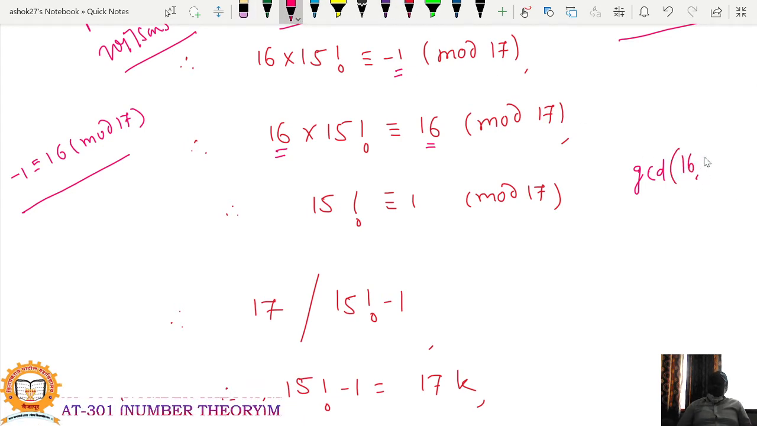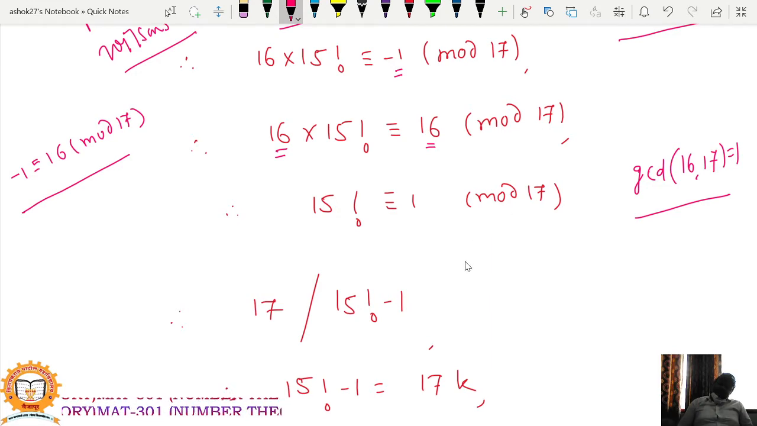GCD of 16 and 17 is equal to 1. So therefore we can cancel the 16 from both sides. That will imply 15 factorial is congruent to 1 modulo 17. What is our problem? Our problem is that you have to find the remainder when 15 factorial is divided by 17.